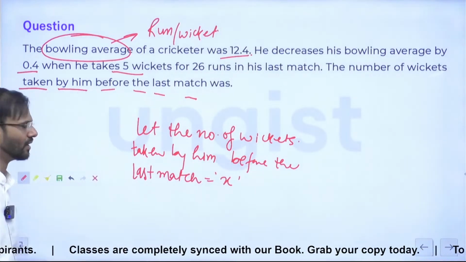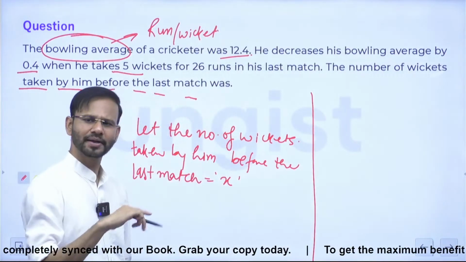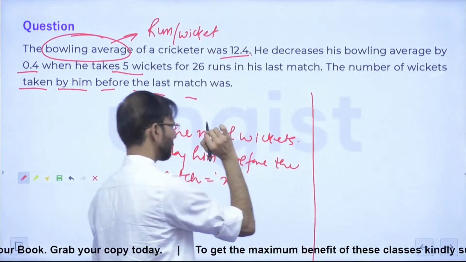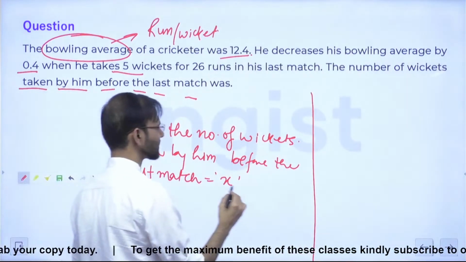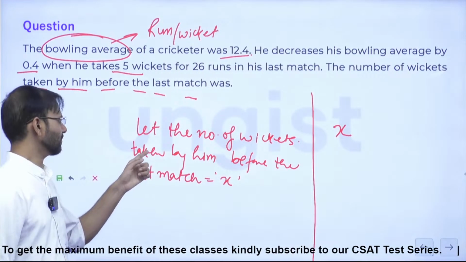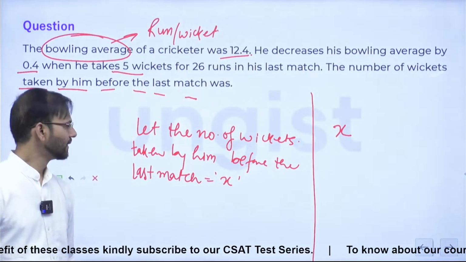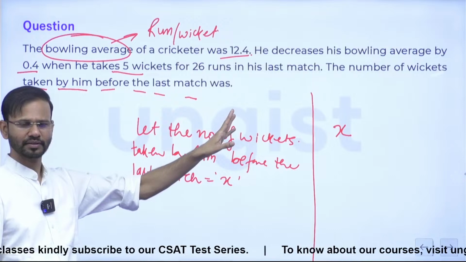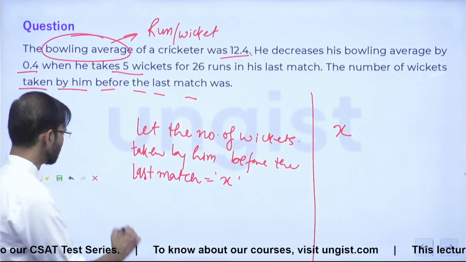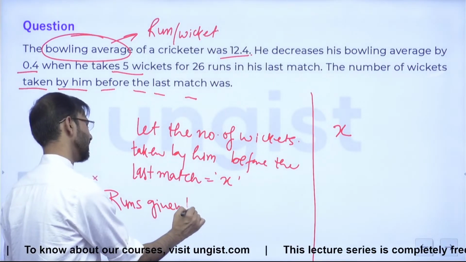अब मुझे एक बात बताइए, total number of wickets taken by him till the last match will be what? Guys, the number of wickets taken by him before the last match means till the second last match. Till the second last match he took x wickets, and in his last match he took 5 wickets, right? So the runs given till the second last match.